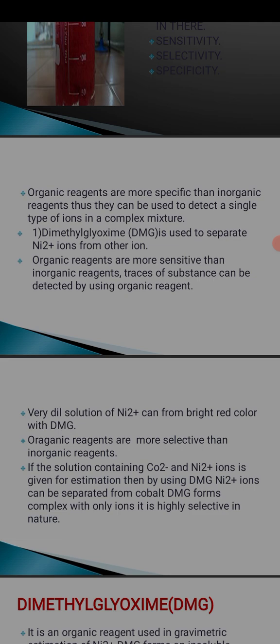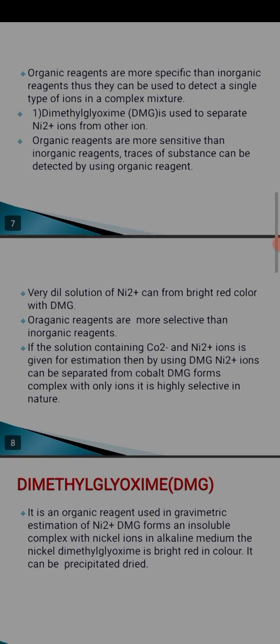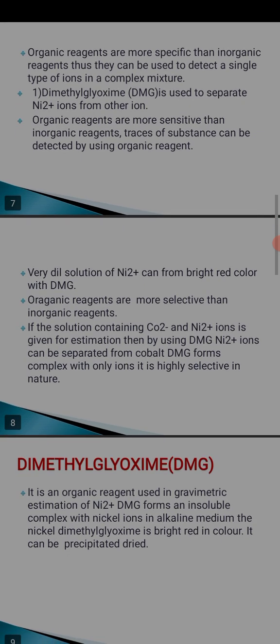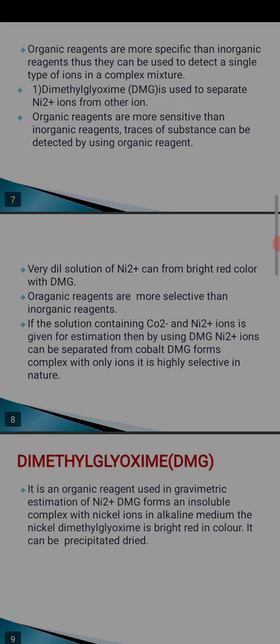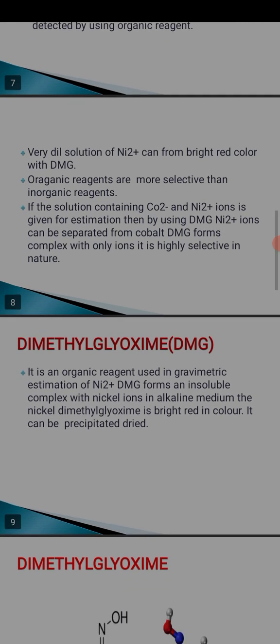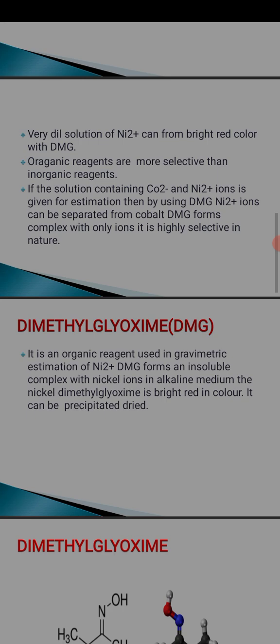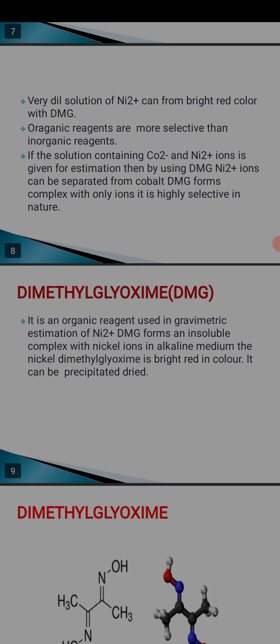Dimethylglyoxime is used to separate nickel ion from other ions. Organic reagents are more sensitive than inorganic reagents. Traces of substance can be detected by using organic reagents. A dilute solution of nickel ion can form a bright red color with DMG.